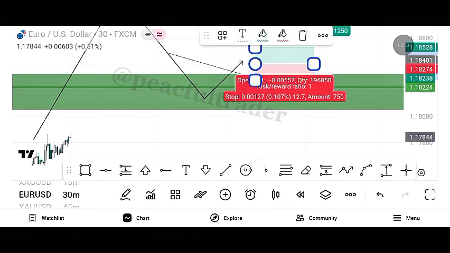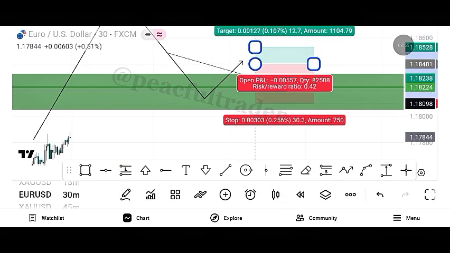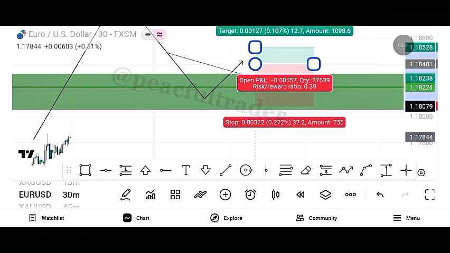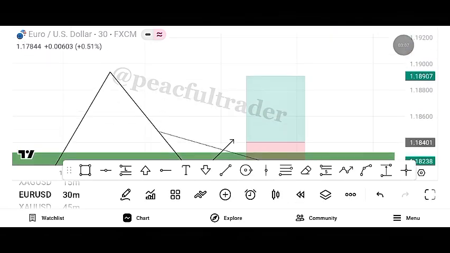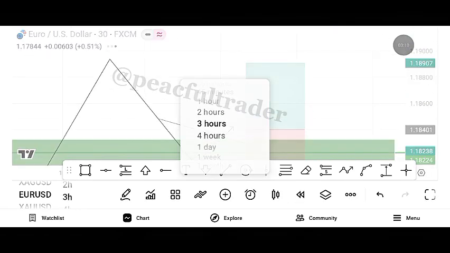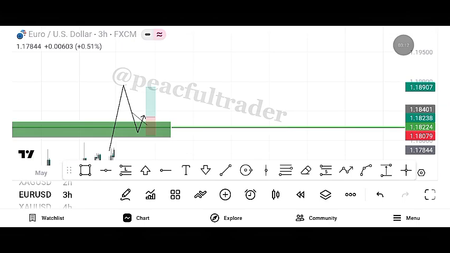And where will be my next target? I'm going to place my stop loss at the nearest low that was created. Then I will take the buy straight to where the next support level I'm having.